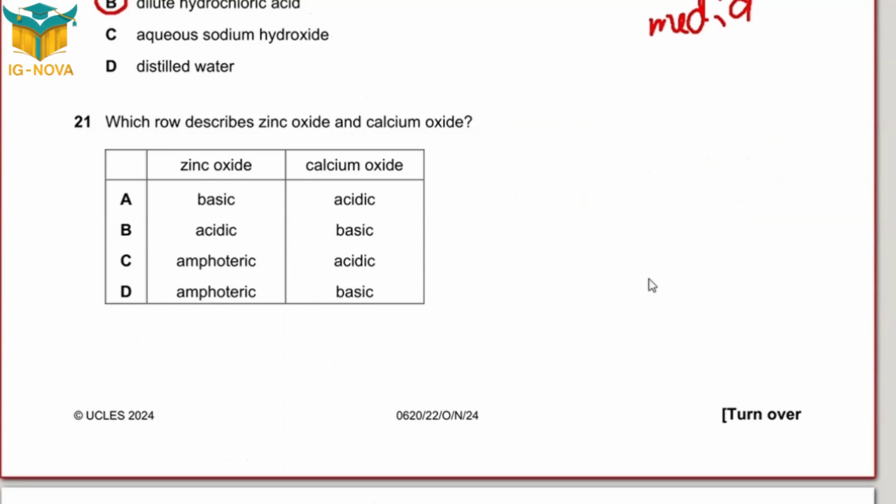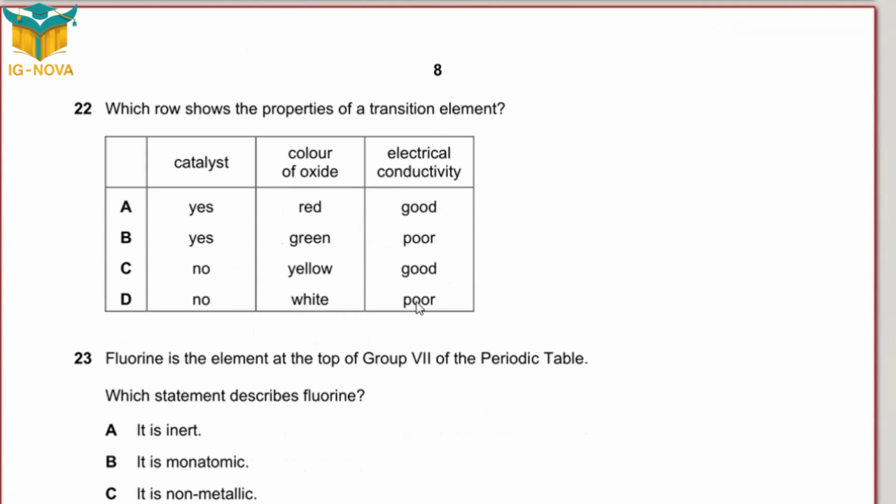Zinc and aluminum are both amphoteric; you can check chapter 7, amphoteric oxides. Calcium oxide is a metal oxide, so basic. So option... easy, thank God. The paper is easy till now. Transition metal catalyst, correct. Oxide color can be yellow, green or red; accepted, it's colored. Conductivity of electricity: good versus poor, rejected. So B is out, D is out, and C is also out. So A.